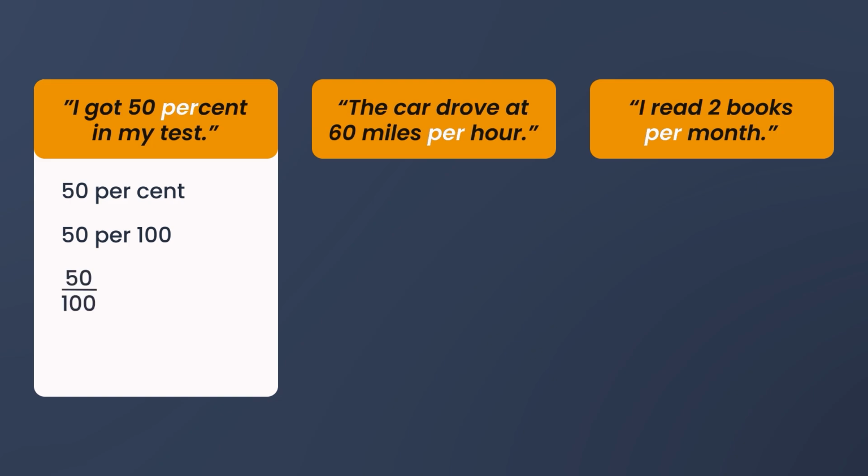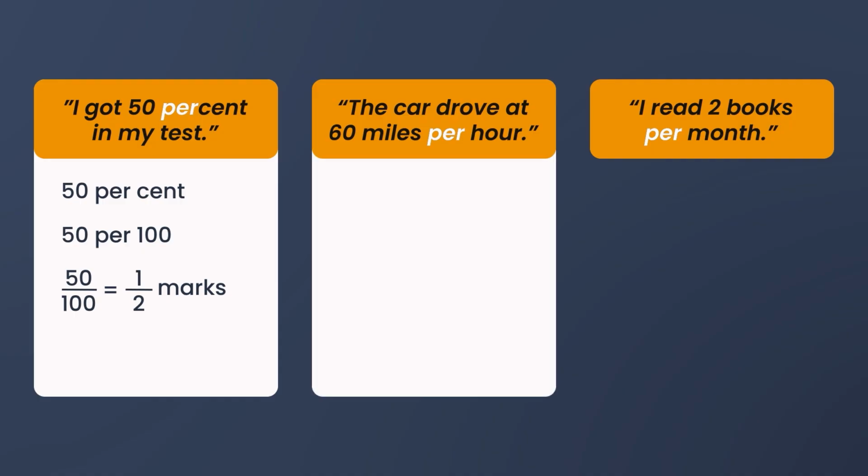50% is 50 divided by 100, which simplifies to a half. So if you get 50% in a test, you've scored half marks. Looking at 60 miles per hour, this means the car travels 60 miles per 1 hour. Miles on the top, hours on the bottom. We just don't normally write the 1. If another car travelled 100 miles in 2 hours, we can write this as 100 miles per 2 hours. Miles on the top, hours on the bottom. Which simplifies to 50 miles per 1 hour, which we would usually describe as 50 miles per hour.